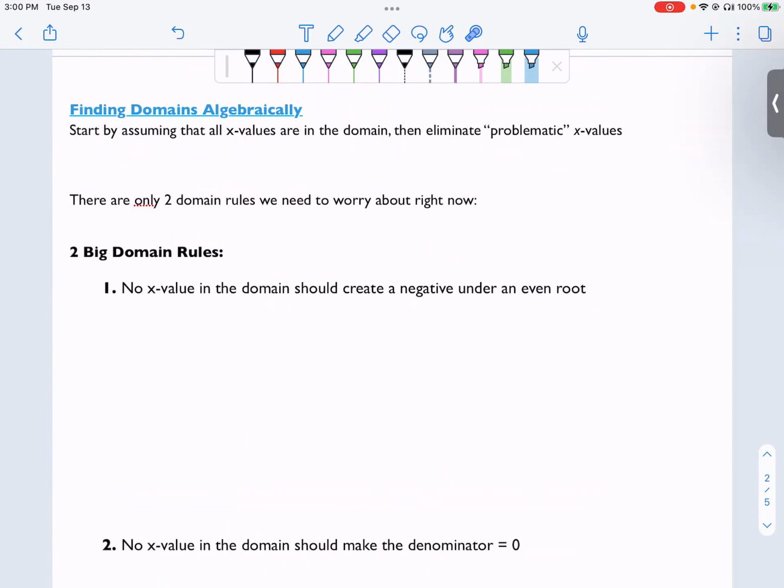Finding domains algebraically. We start by assuming that all x values are in the domain. And that would mean that the domain was -infinity to infinity. We start with this assumption, and then we go about eliminating problematic x values. And there's only two problems we have to worry about right now. There are two big domain rules for now. There will be more domain rules later, but for now, just two. And here they are.